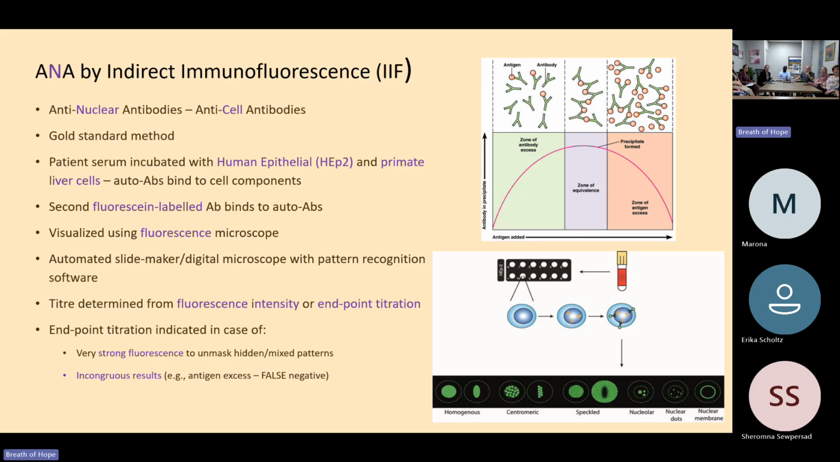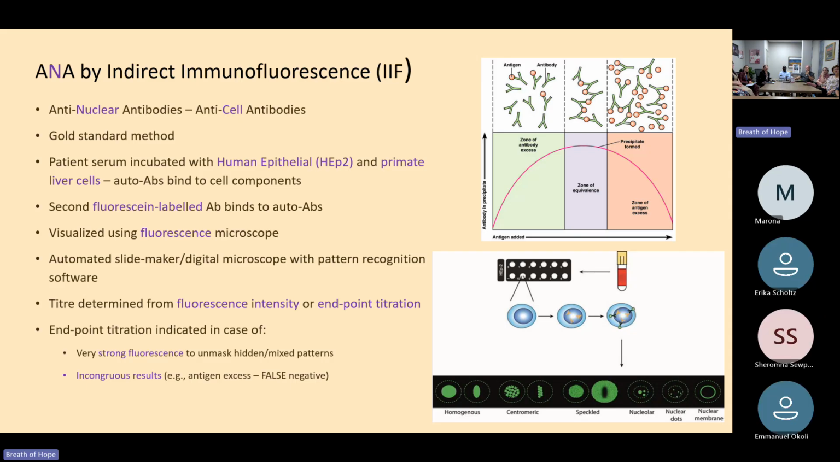All right, so if we speak about ANA, it's referring to anti-nuclear antibodies, but as we all know, it's not only nuclear antibodies that are detected. There are also other antibodies in the cell that we pick up when we do our ANA test. So nowadays, the term that they're suggesting should be used is anti-cell antibodies. The method that we're using, indirect immunofluorescence, is the gold standard method.